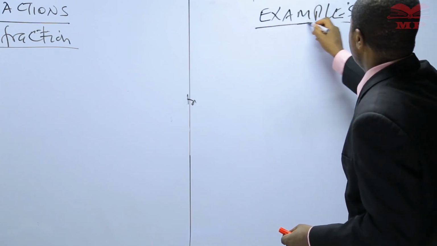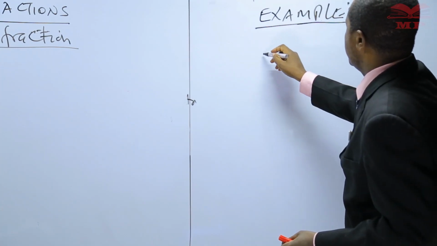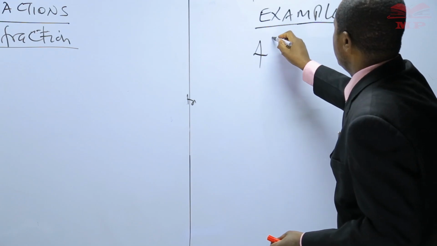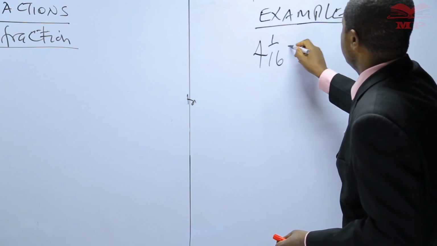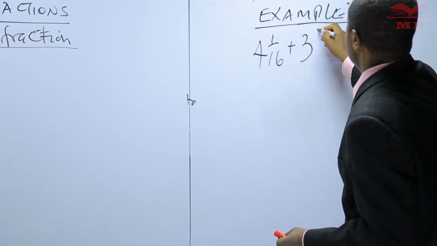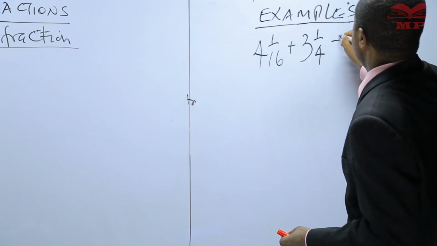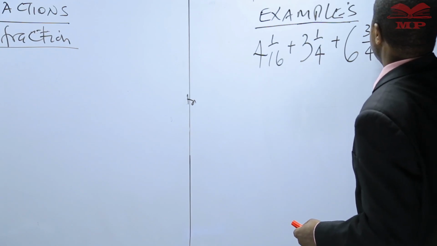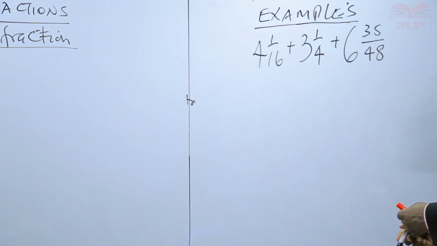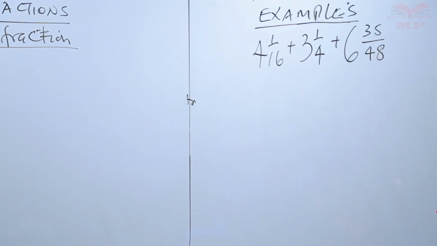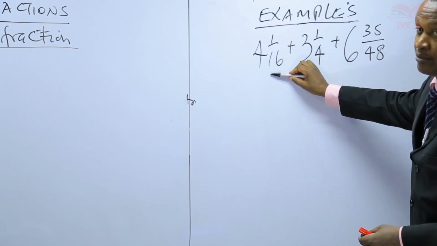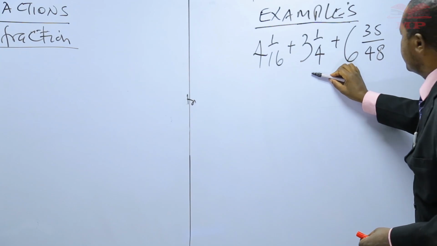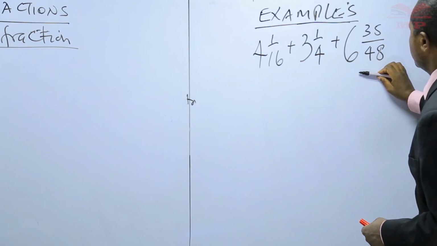You can think of fractions like 4 1/16 plus 3 1/4 plus 6 35/48. Addition. How do we add? You can see these are mixed fractions.